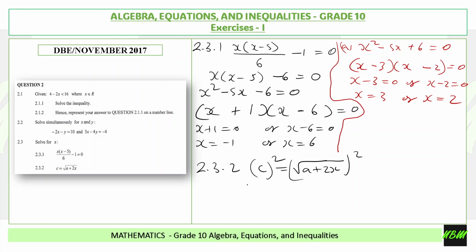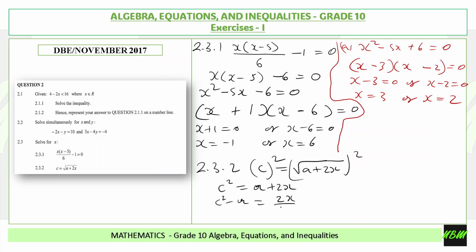Square both sides. c squared is equal to the square root of a plus 2x, all squared, which will just be left with the terms inside the bracket: a plus 2x. And then from there, subtract a from both sides. c squared minus a will be equal to 2x.